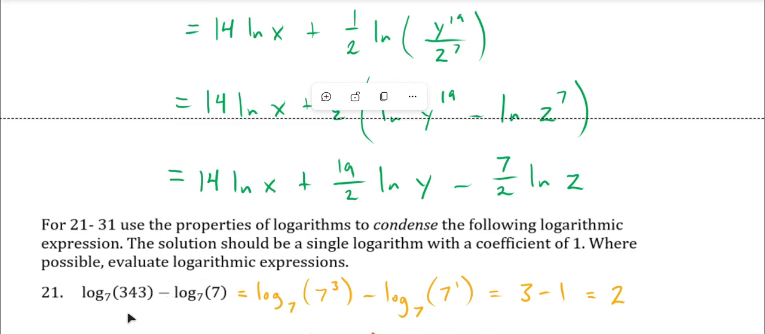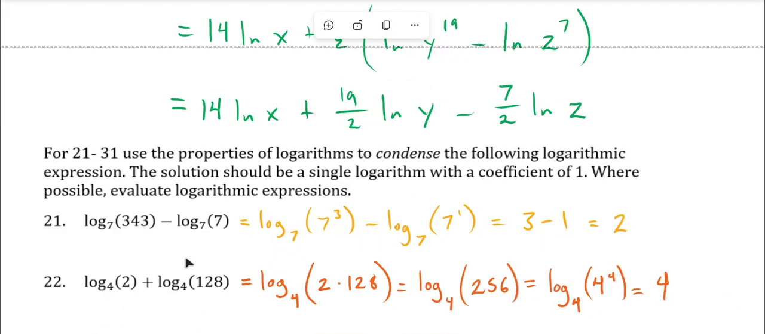And then I would wind up with the log of 343 divided by 7, which is 49. That's 7 squared. That should give us a 2. I've written here, though, another way of thinking about it, because we really could have jumped straight into reducing these. There was no reason to condense them first and then simplify. They both simplify independently. For example, log base 7 of 343 is log base 7 of 7 to the third, and that is 3. Similarly, with 7 to the 1, that's 1, and taking their difference, we get 2.